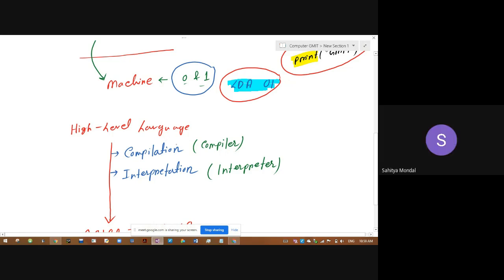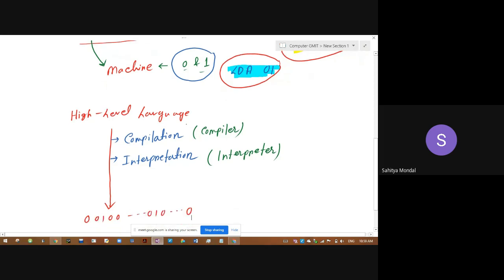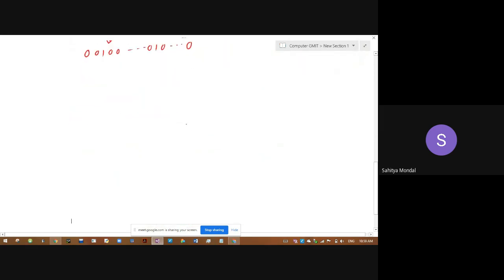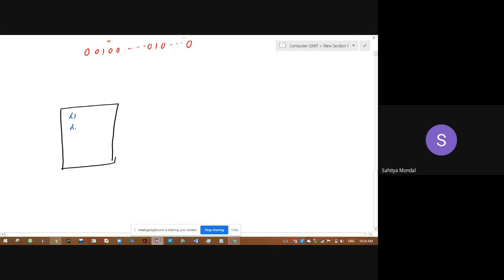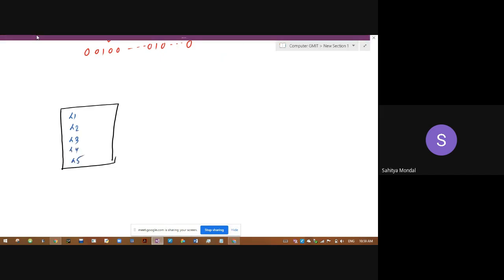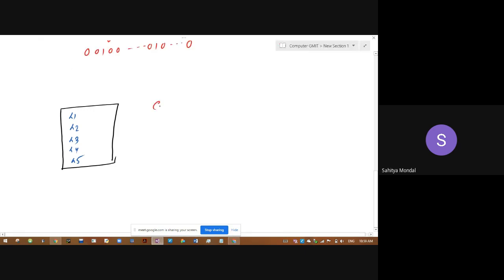Same thing, interpreter. Now, what is the basic difference between the compiler and interpreter? Now see, this is a code. Let's say a total of 5 lines is present in a code. I am making just line 1, line 2, 3, 4, 5. Now what does the compiler do? Compiler takes the whole code. So this is the whole code, consisting of 5 lines.